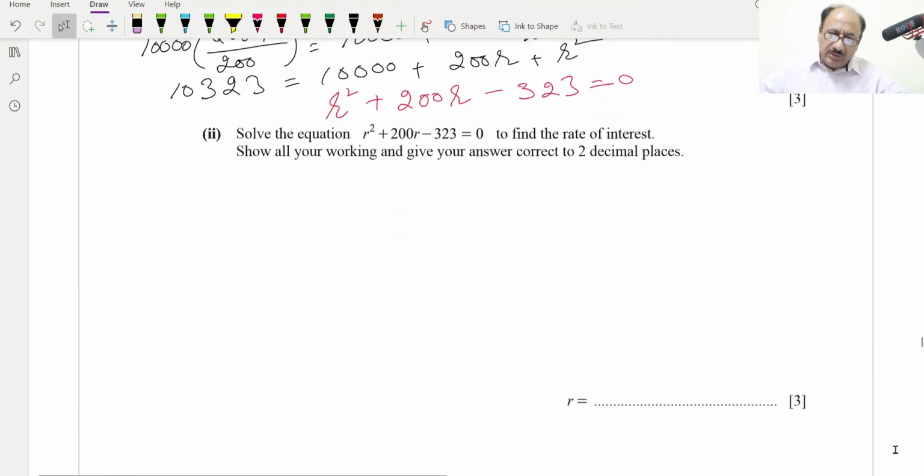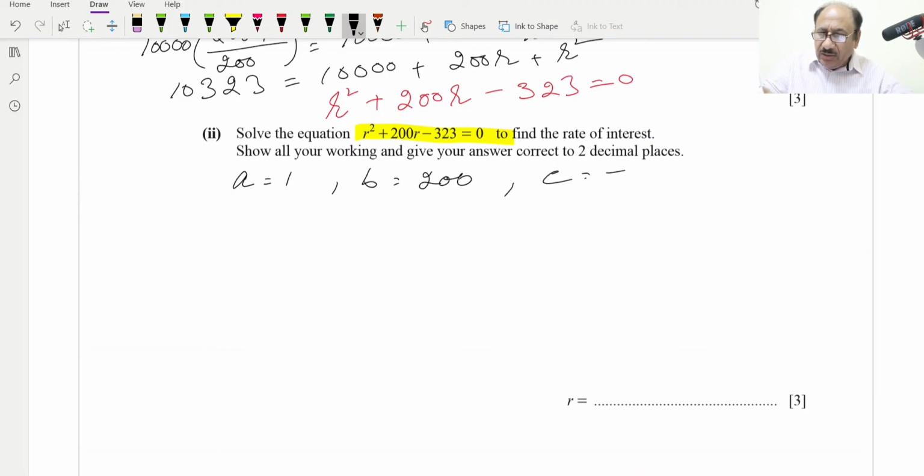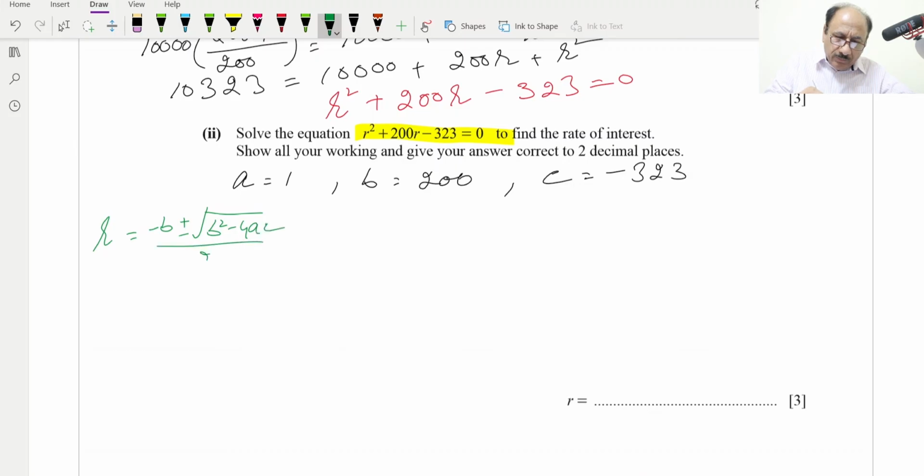And the second part is solve the equation, and the same equation we have to solve, we can solve by the quadratic equation formula basically. So the a value will be the coefficient of r squared, which is 1, and the b value will be 200, and the c value will be minus 323. And you know the quadratic formula is what? Quadratic formula is x, or in this case it is r. So I will write r is equal to minus b plus minus square root of b squared minus 4ac over 2a.